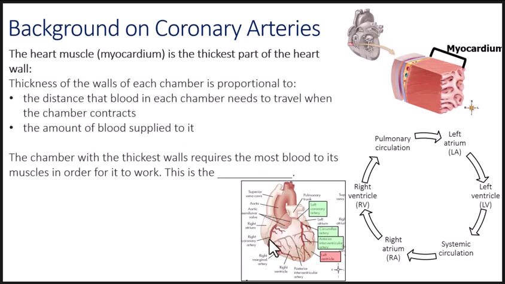In other words, we know that with the right atria, all it has to do is pump blood to the right ventricle. But the right ventricle has to pump blood a little bit further to the lungs, so the muscle is going to be thicker. The left ventricle, on the other hand, has to pump blood with enough pressure to the rest of the body. So it is going to have the thickest muscle, which means it's also going to have the most arterial supply, in order to meet the metabolic needs of that muscle.